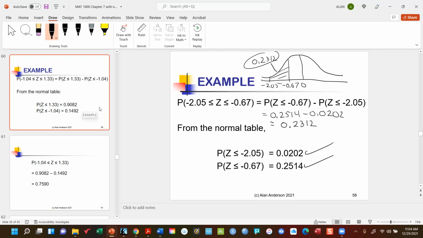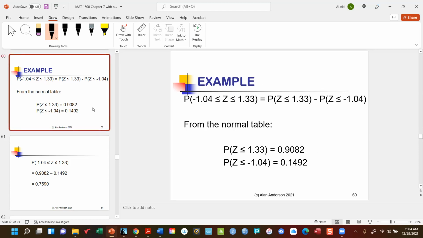All right, let's try it. One more. Oh yeah, what do you know? So yes, we can do between positives and negatives, no problems there.